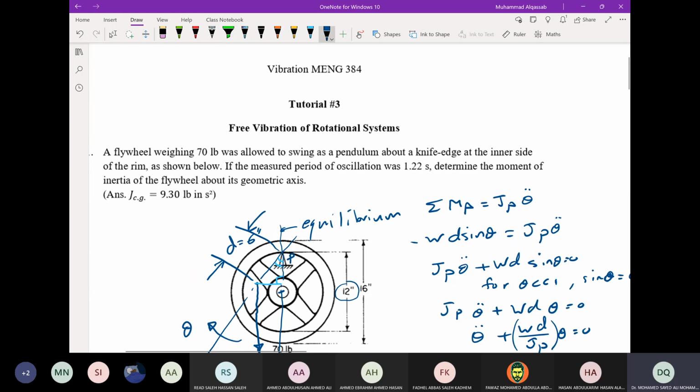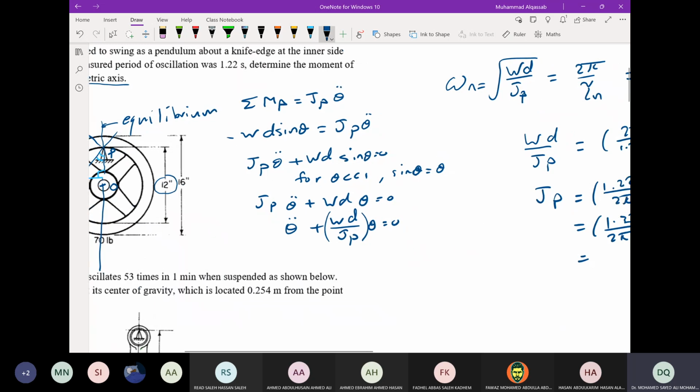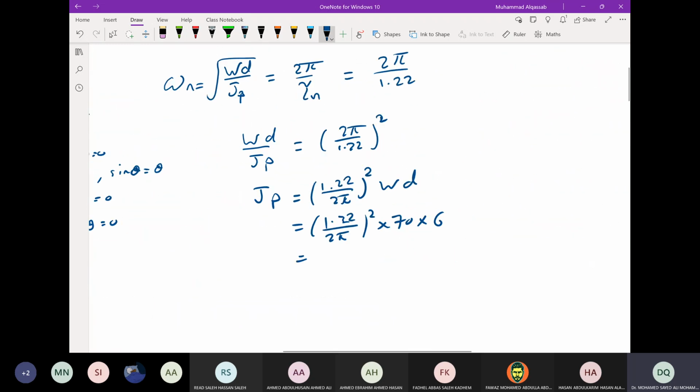But this is not the required moment of inertia. The question is to determine the moment of inertia of the flywheel about its geometric axis. Let's say that is the point O, the center of gravity, the geometric axis. So it is required to find J_O, not J_P. How do we find J_O? We cannot find it directly because the system is oscillating about point P, not about point O. So the moment of inertia we get is about point P of the same wheel.